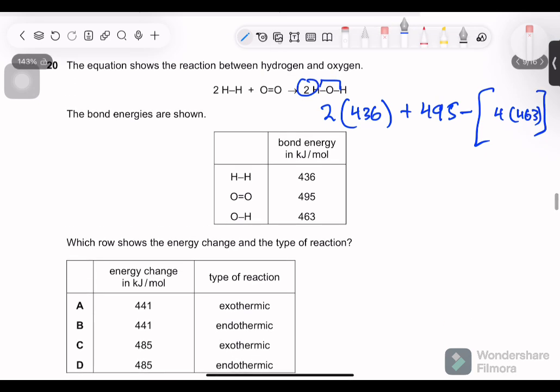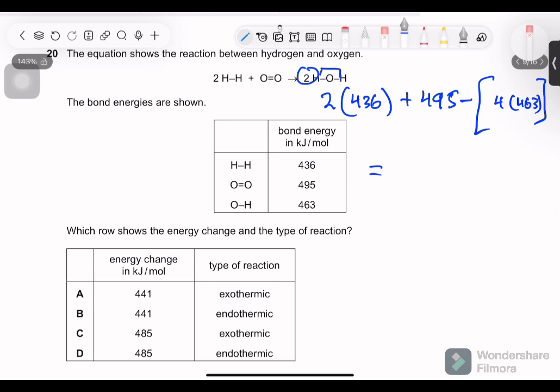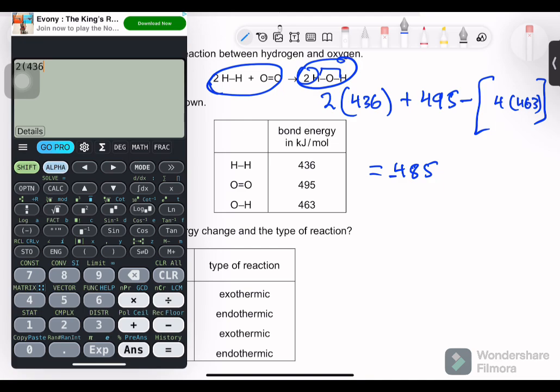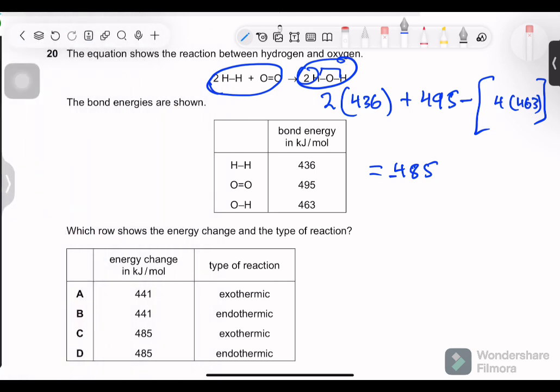If you calculate this, this will come out to be 485. Yes, 485. The formula is energy absorbed minus energy released. So this is why we did this. 485 is the answer, and minus 485 basically is the answer. So the reaction should be exothermic. If I double check, 436 plus 495 minus 4 times 463, yes, minus 485. So the enthalpy change is negative, thus the reaction is exothermic.